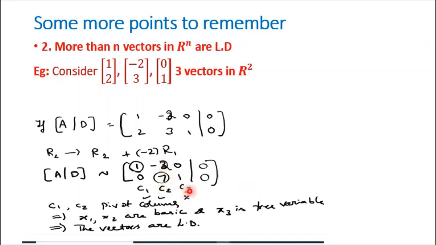Now how many pivot columns? I have a total of 3 columns. Among those, 2 are pivot columns. Only C1, C2 are pivot columns, meaning only x1, x2 are basic variables. x3 is a free variable. When there is a free variable, there will be infinitely many solutions. That means even a non-zero solution exists. When a non-zero solution exists, then the vectors will be linearly dependent. Why? Because in R2, you have taken 3 vectors, more than 2. In the same way in R2, if you take 4 vectors, 5 vectors, 6 vectors, all those will be linearly dependent.